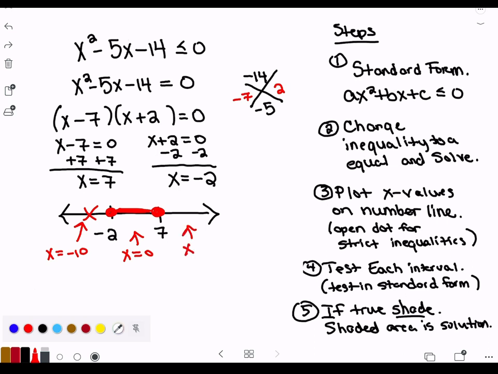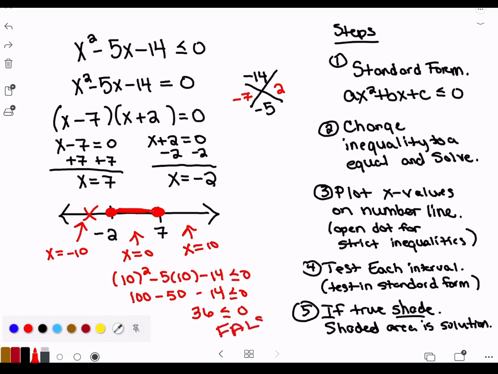Now, for that last little interval I'm going to pick x equals 10. x equals 10 is the number that I'm going to plug in for all the x values. I'm plugging it into the original, the one that's in standard form. And when I plug it in, I end up getting 36 is less than 0. That's not true, so I don't shade that area. I exit out. That's false.